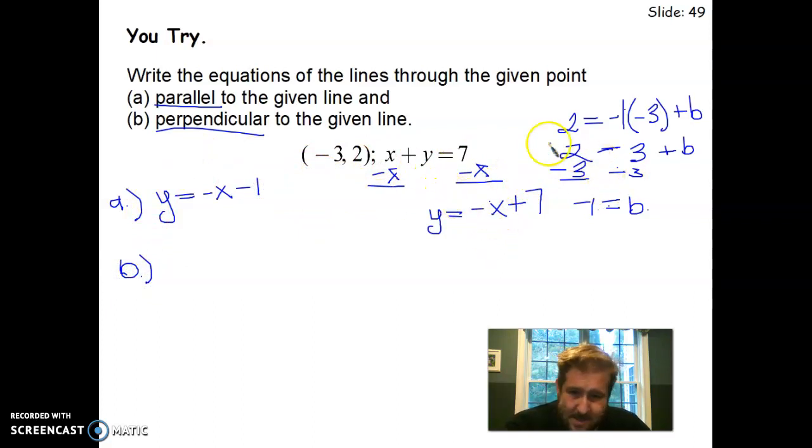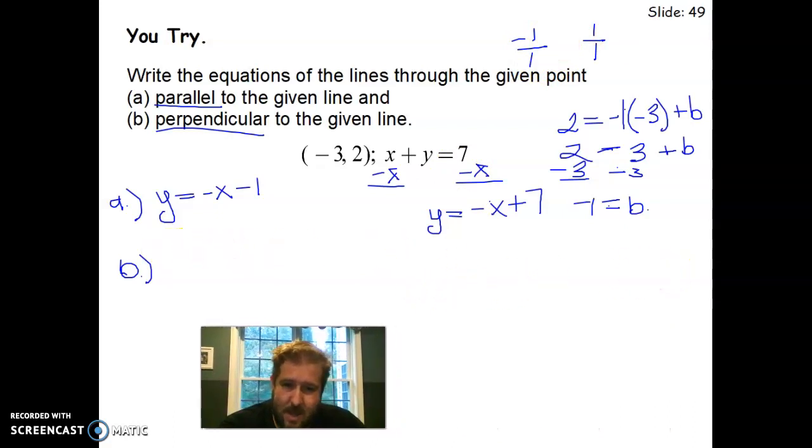Now I'm going to do the exact same thing, but I'm going to change the slope to the negative reciprocal. So negative 1, which is this, flips to literally almost the same thing. It just has to change to the opposite. The reciprocal of 1 is still 1 in this case.